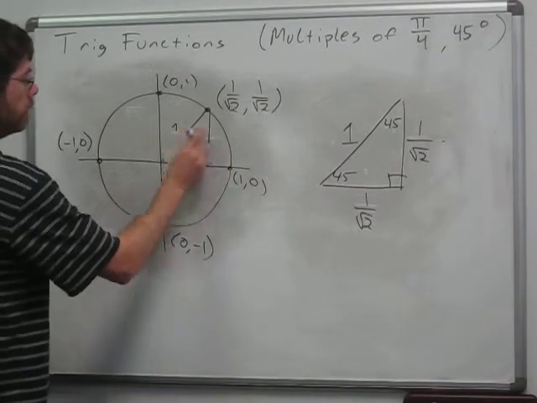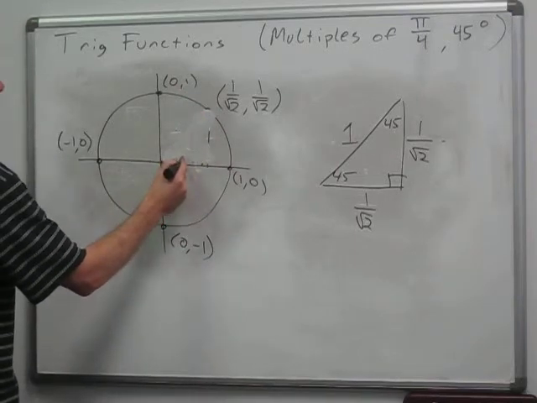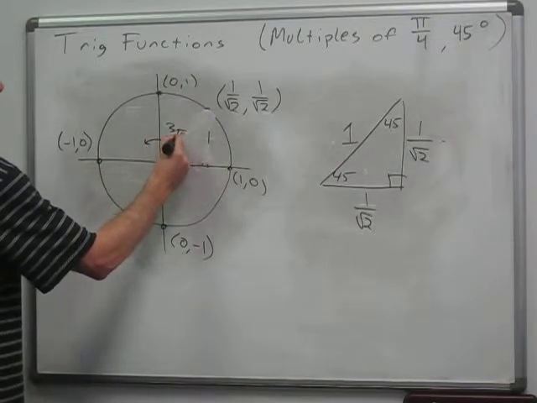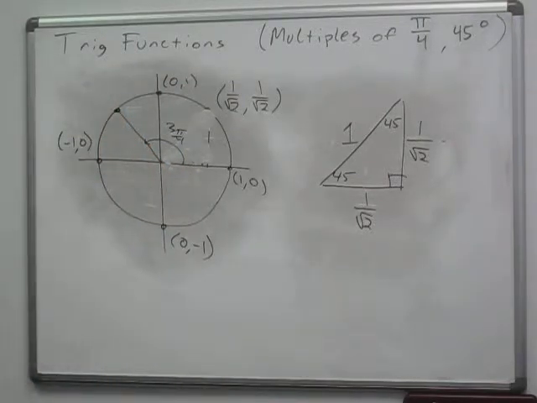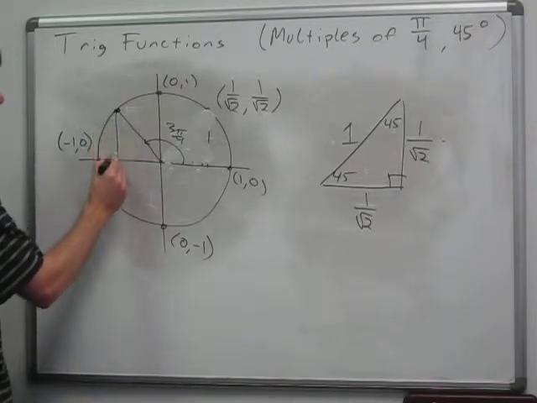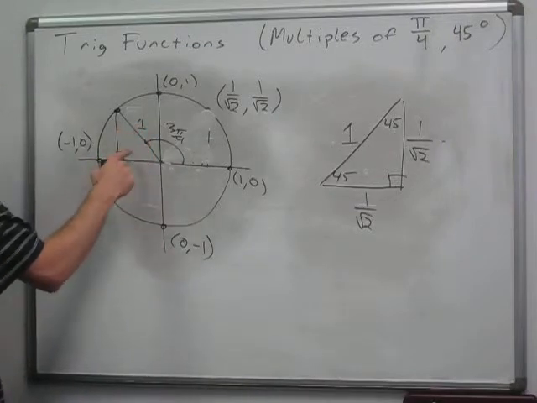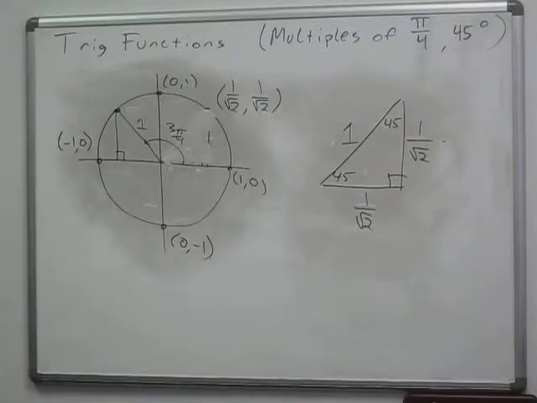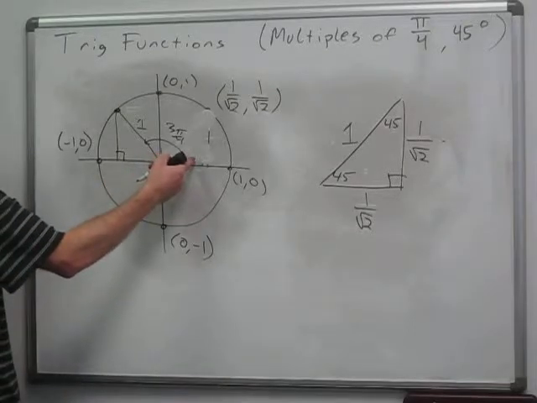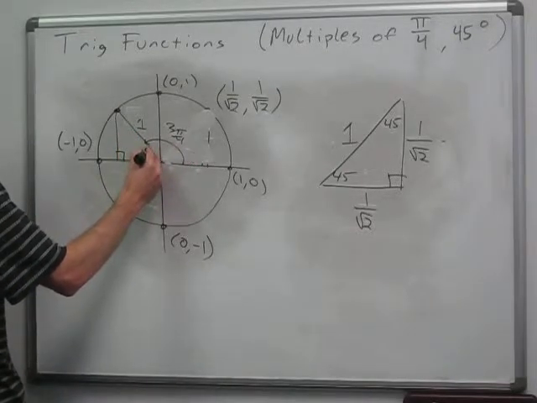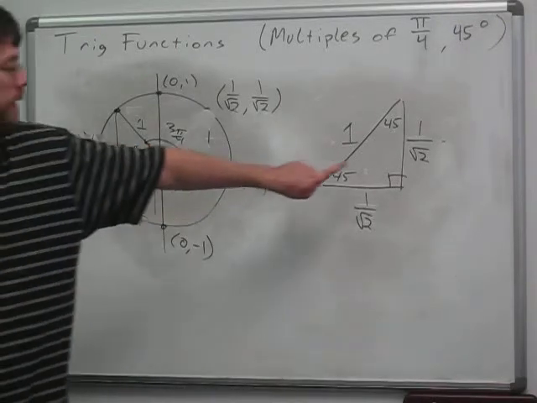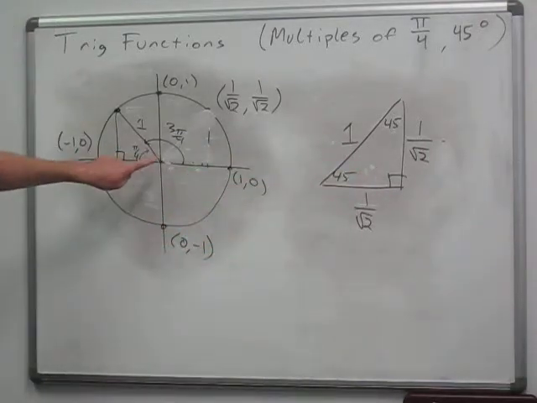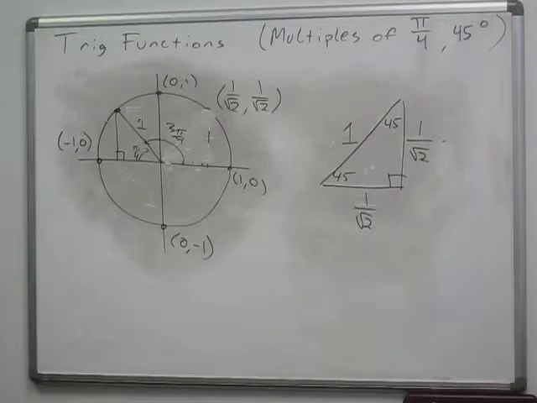Okay. What about a rotation of 3 pi over 4? If I have a rotation of 3 pi over 4, or 135 degrees, then the triangle that I want to refer to is going to be this right triangle, called a reference triangle. If this is 3 pi over 4, then the reference angle is going to be pi over 4. So it's exactly this triangle, just kind of flipped over.